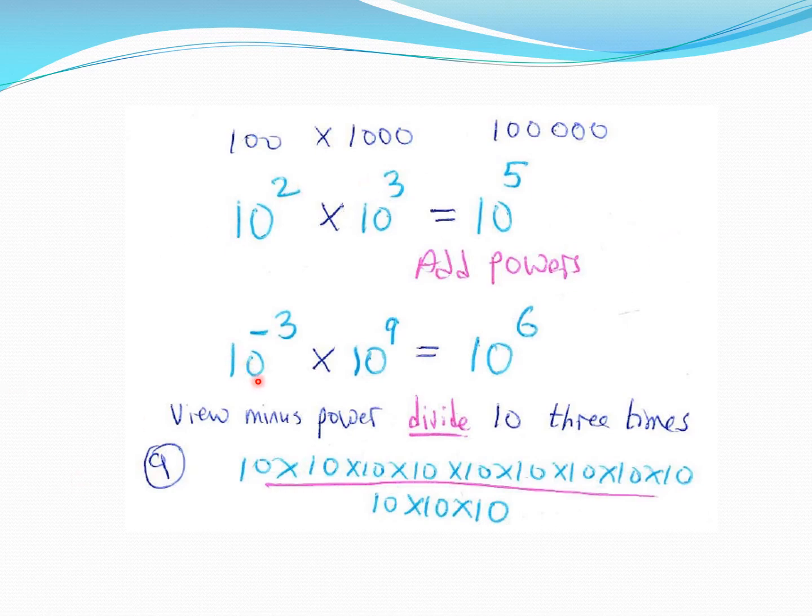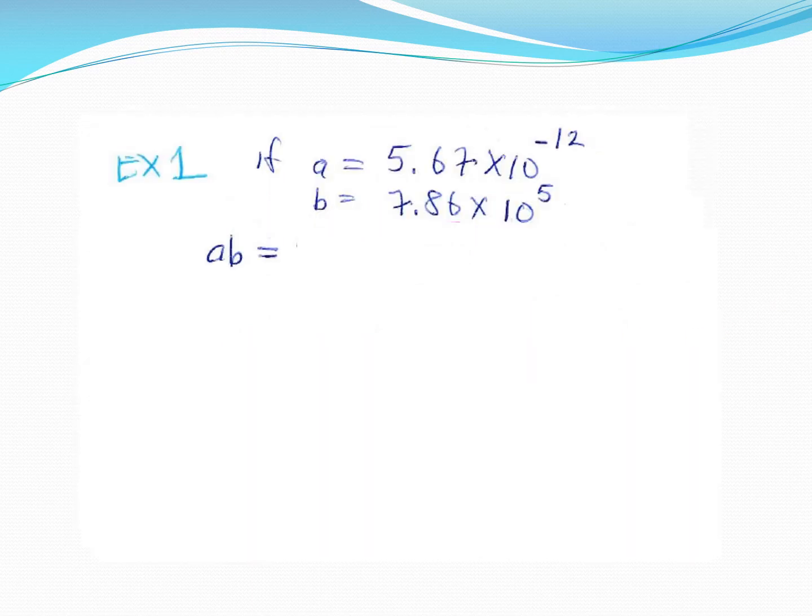10 to the minus 3 by 10 to the 9. So basically what we're doing is, imagine we're multiplying by 10 9 times, and we're dividing by 10 3 times. So overall then we're left with 10 multiplied 6 times. So our answer is going to be 10 to the 6, or again you just simply add the powers. Minus 3 and 9 is 6, so 10 to the 6 is our answer.